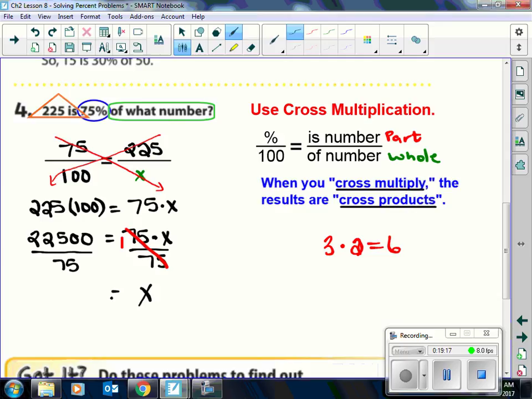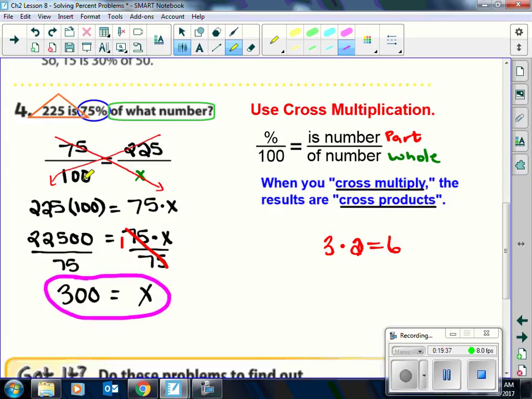Does everybody see how I got the x by itself? And now we have 22,500 divided by 75. That would be 300. Very good. So this is our final answer. So 225 is 75% of 300.